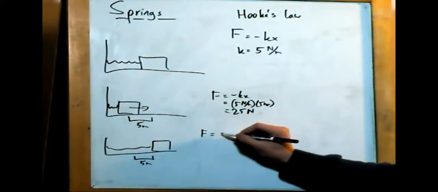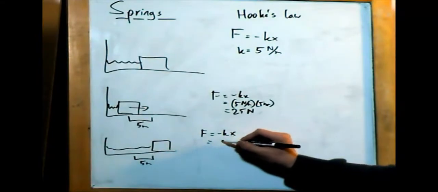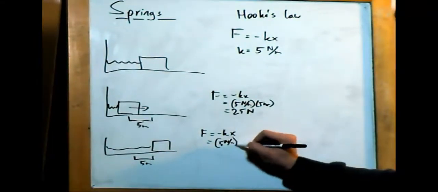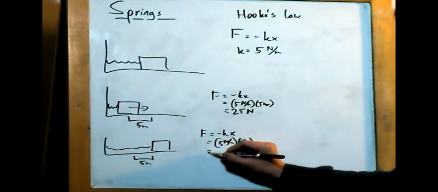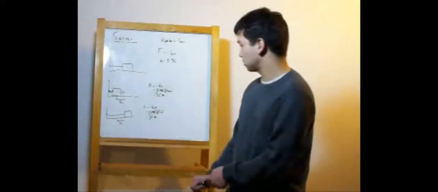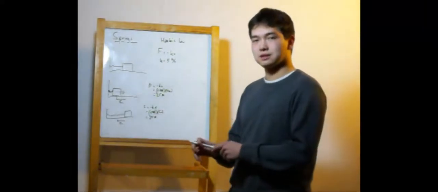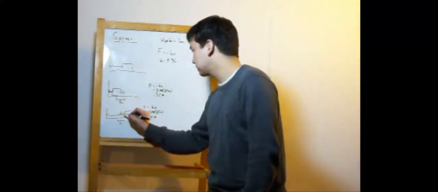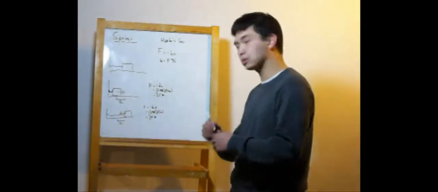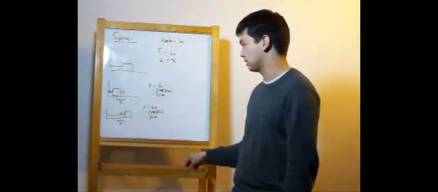But let's say we expand it. Well, actually it's pretty much the same thing. We have the exact same k, 5 newtons per meter, times 5 meters, and that's going to be 25 newtons. Doesn't matter which way we send it, the force we're going to generate is still the same. The only difference is the direction in which it's going. This time it's going to be going in the opposite direction, but still towards the center, to the resting position.